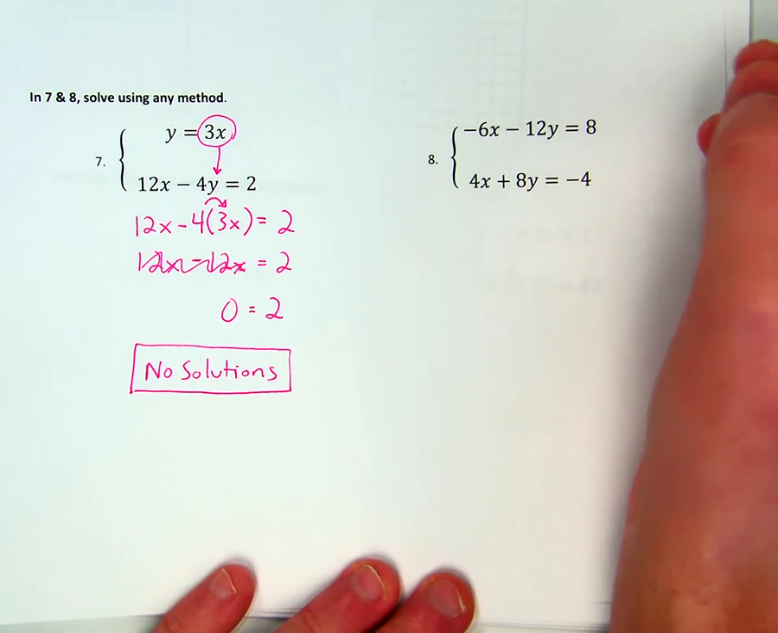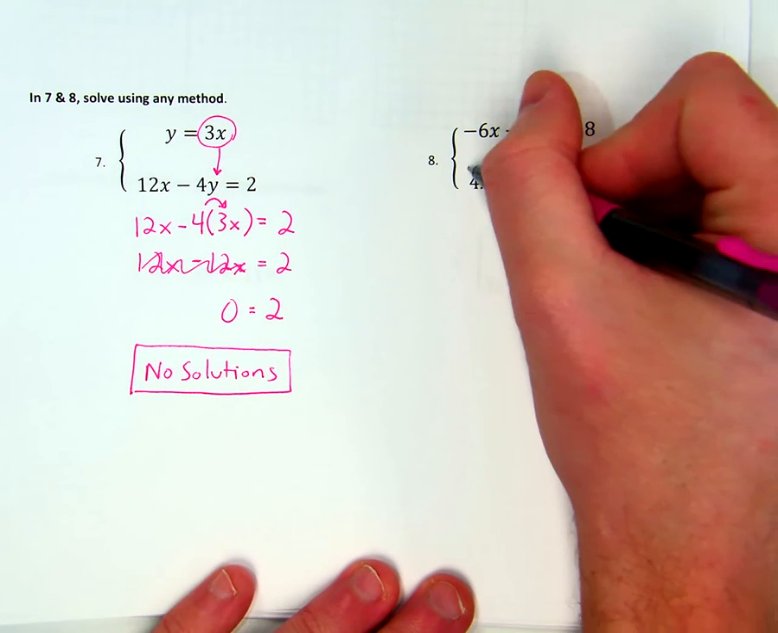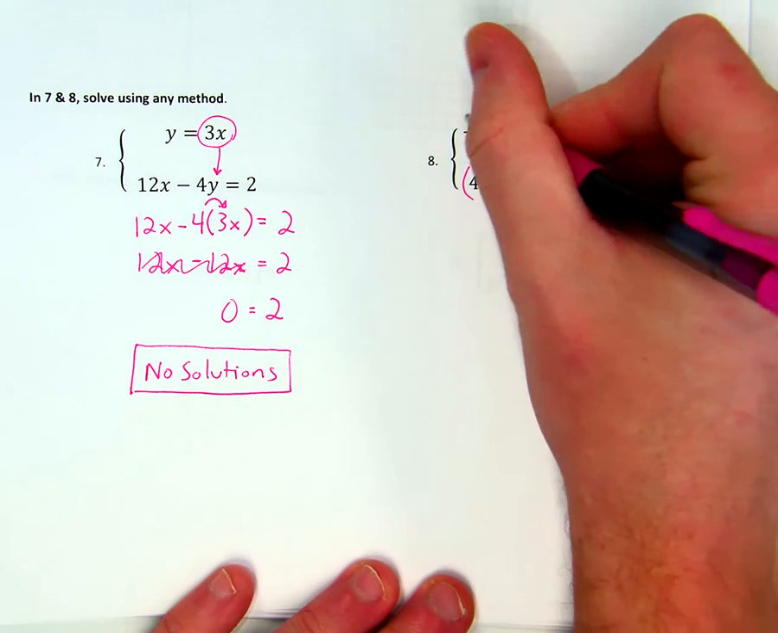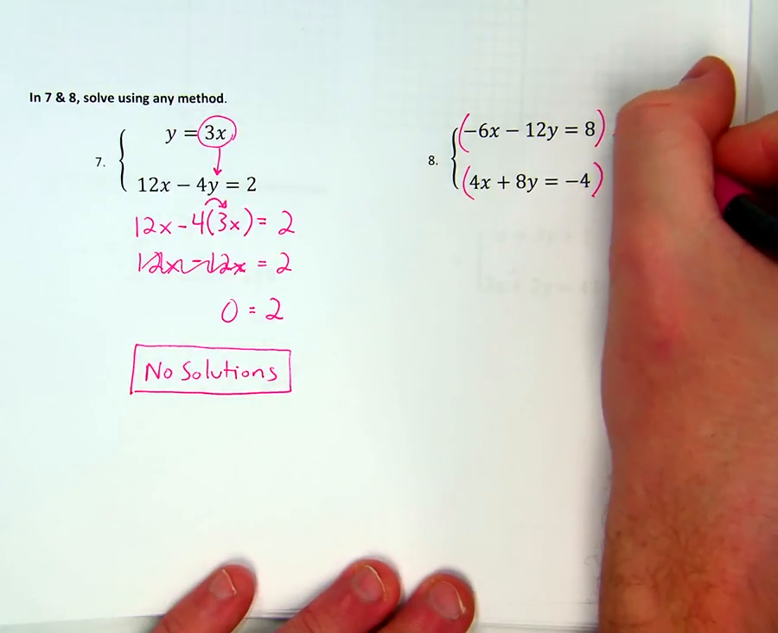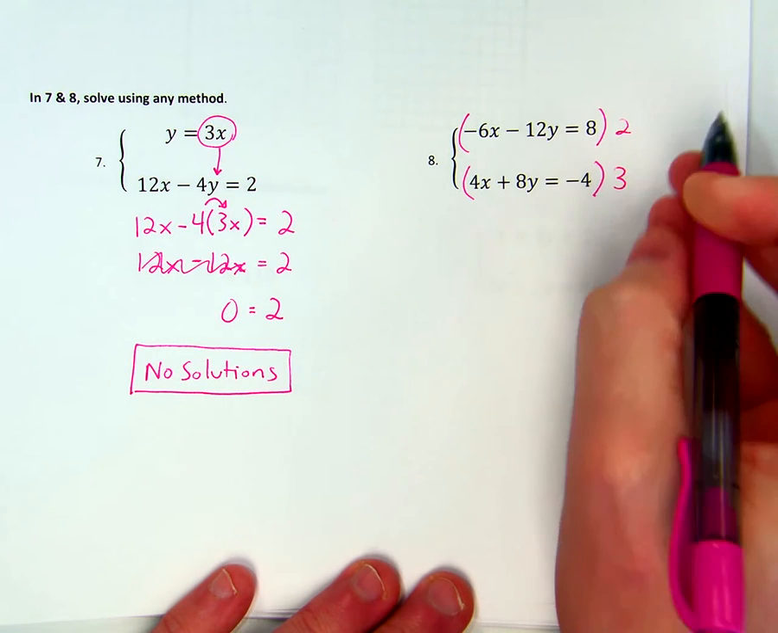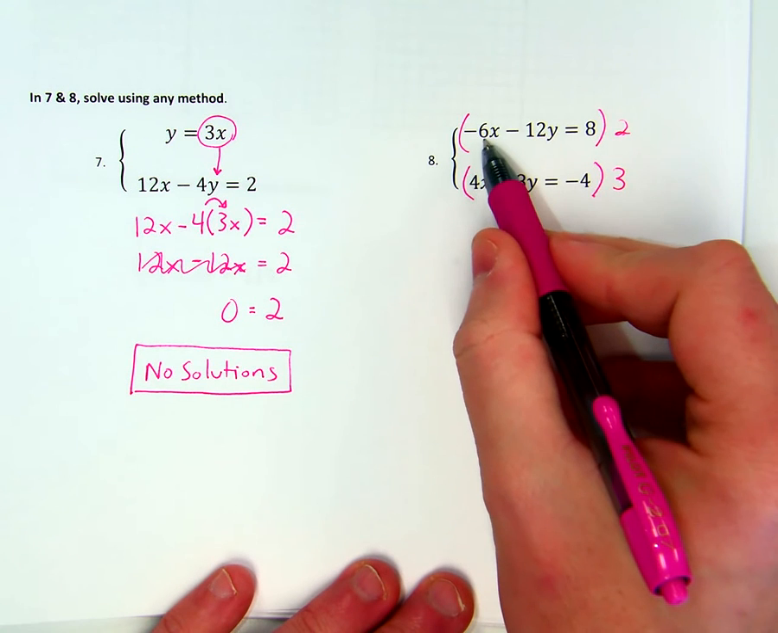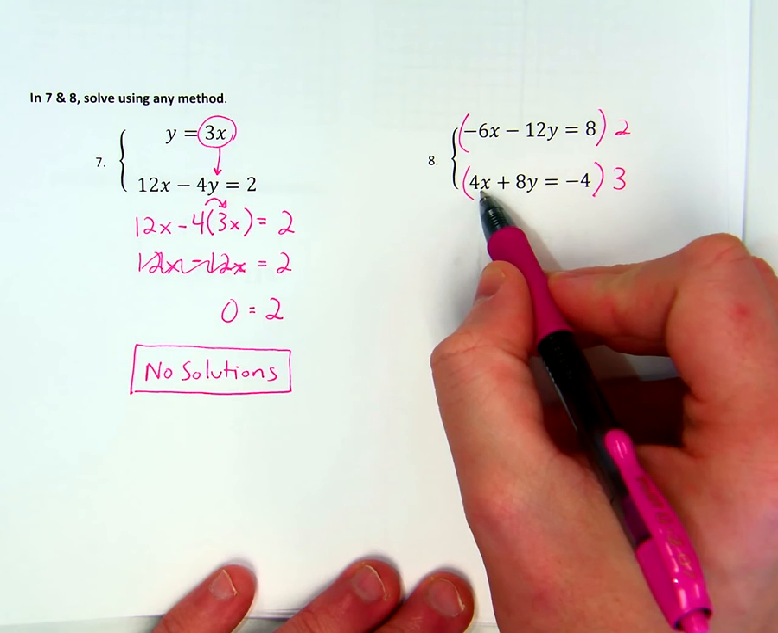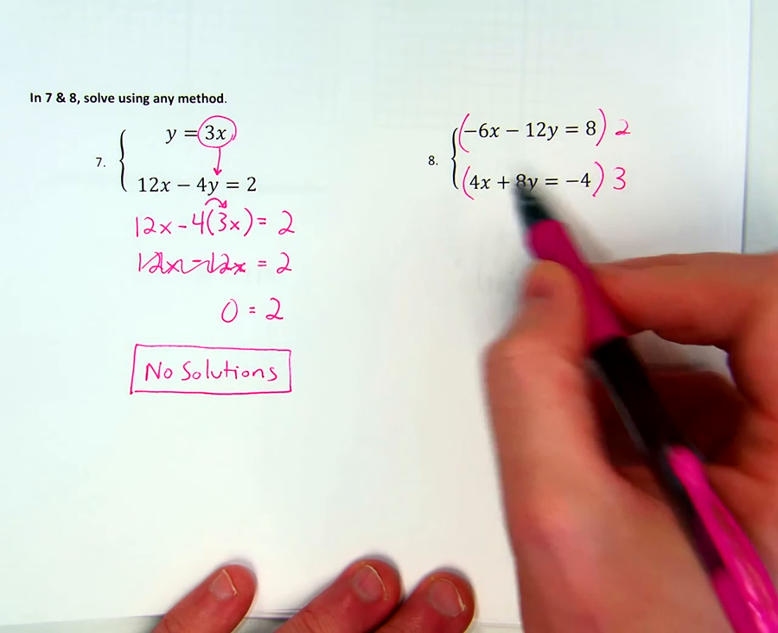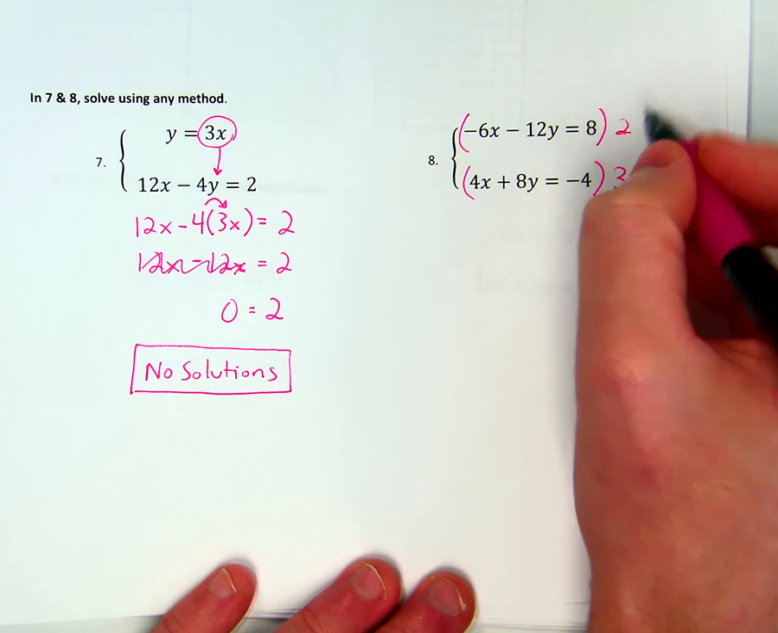Number 17 is set up more for elimination, but we need to multiply both equations to get them to line up. I'm going to multiply the top equation by 2 and the bottom equation by 3. The 2 times negative 6 would give me a negative 12, and the 3 times 4 will give me a 12. So I know the negative 12x and the 12x will cross out.